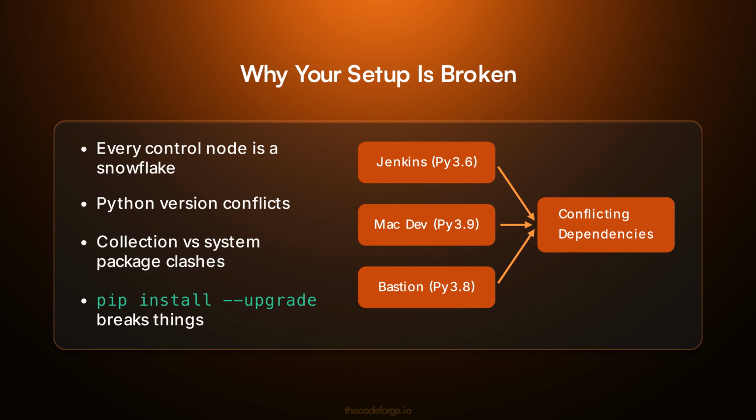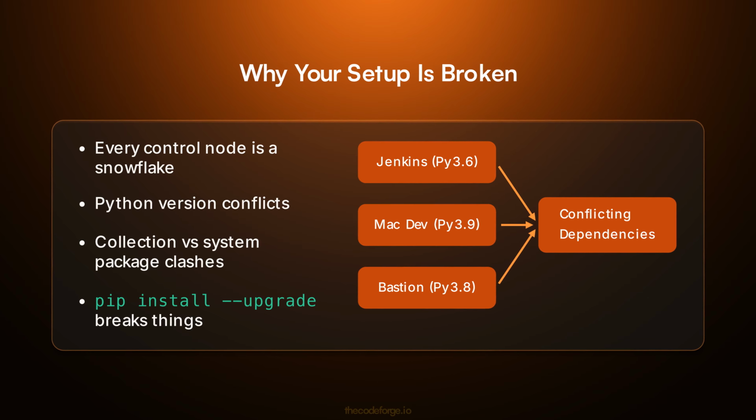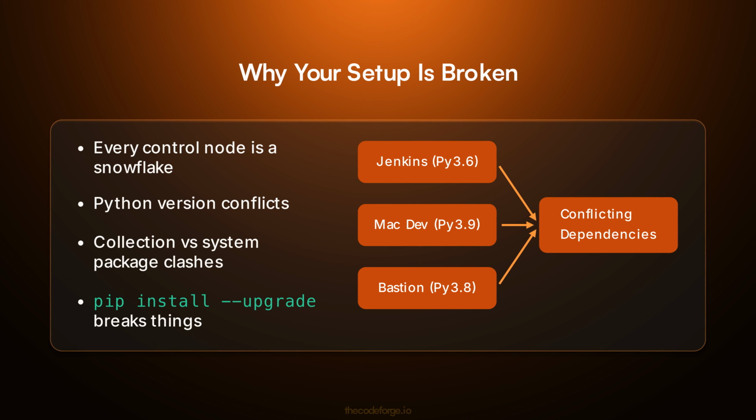Before EEs, every control node had its own Python version and installed packages. A pip install in a playbook could silently upgrade a library and take down production. EEs fix this by bundling everything into a single container image.